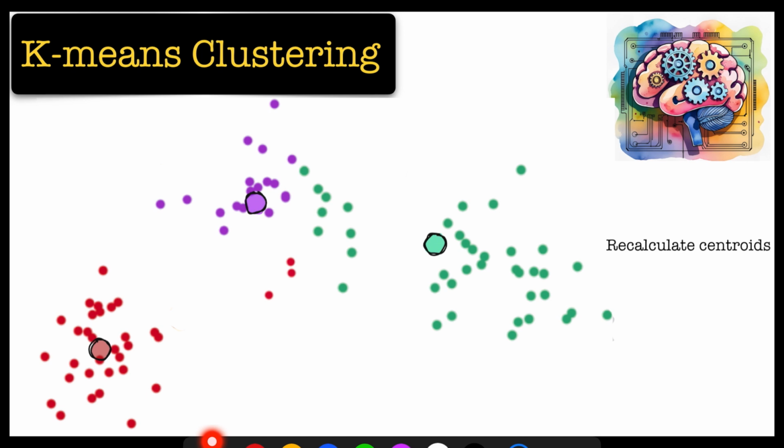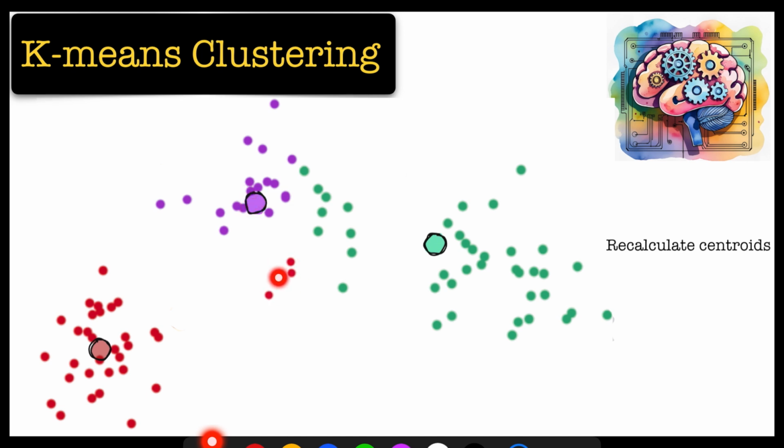Again, we'll repeat the next step. For each of the data points, we'll find the nearest cluster and then assign it to the nearest cluster. So these points will belong to the red cluster only. These points will belong to the green cluster only. But these points now will be close to the purple cluster. This also now will be close to the purple cluster.